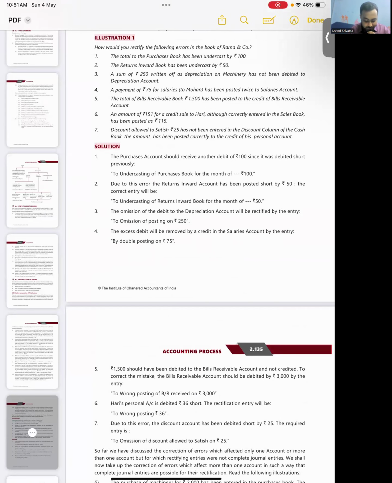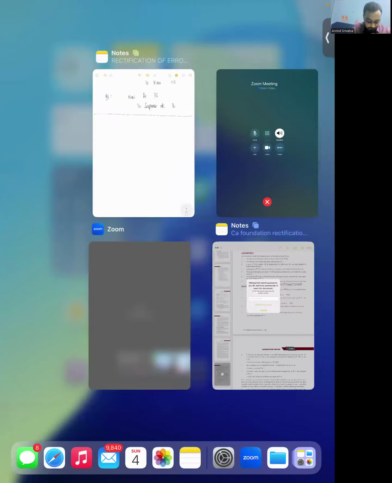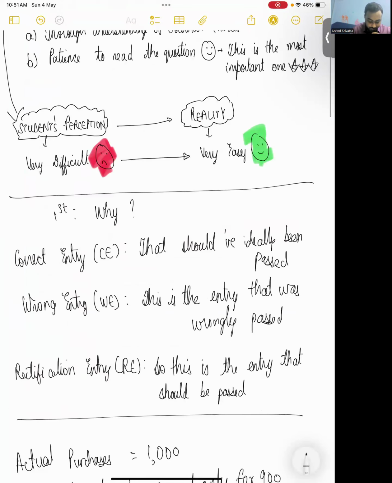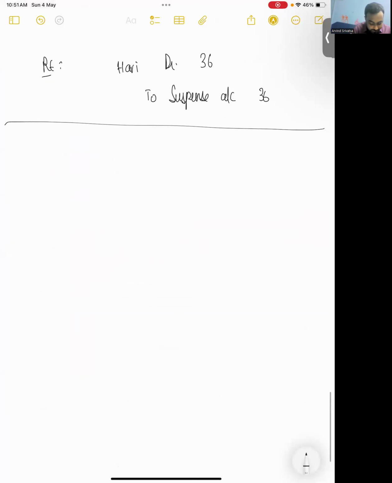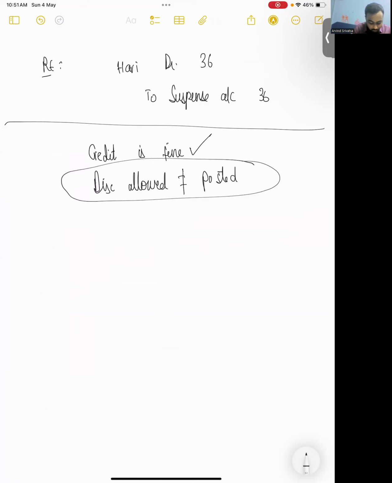Discount allowed to Satish has not been entered in the discount column of the cash book. The amount has been correctly posted to the credit of his personal account. So what do we understand here? Credit is fine. Discount allowed is not posted, right? So what is the journal entry we will be passing is, let's understand this here.